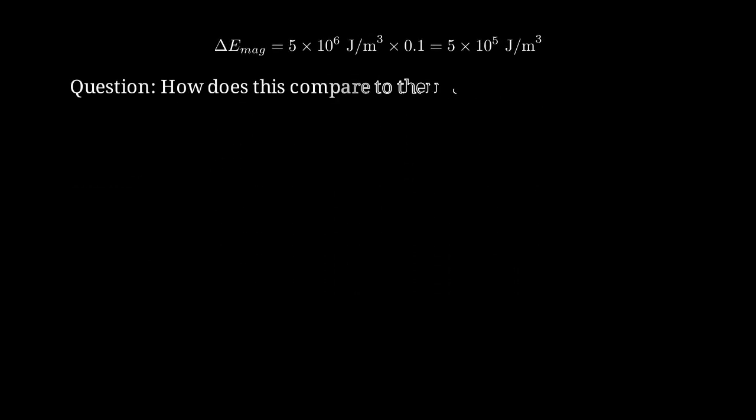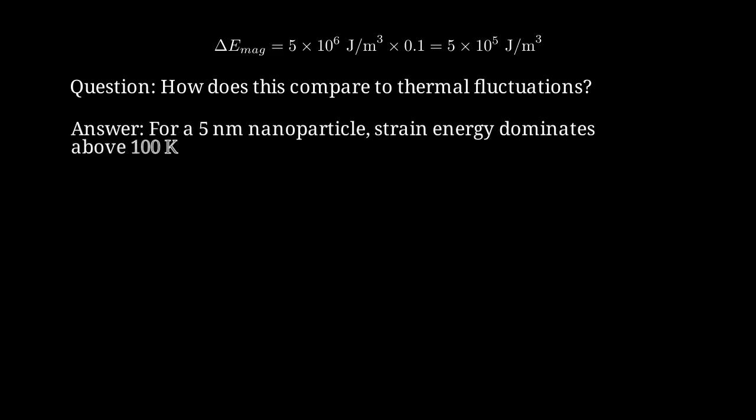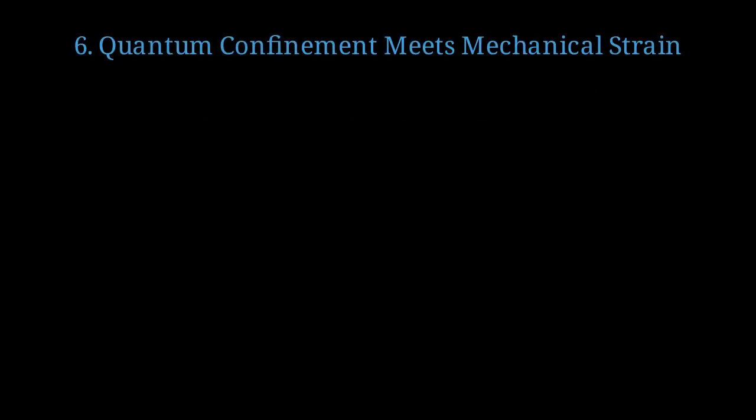How does this magnetic energy compare to thermal fluctuations? For a 5 nanometer nanoparticle, this strain-induced magnetic energy dominates thermal fluctuations above 100 Kelvin, allowing strain-controlled magnetism at room temperature. The interplay between quantum confinement and mechanical strain creates unique phenomena.